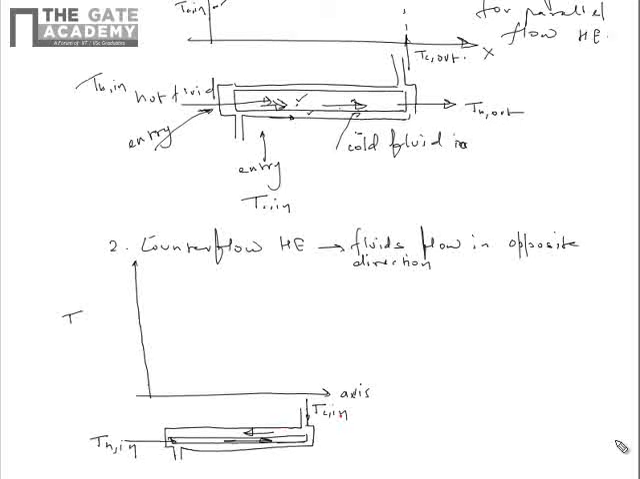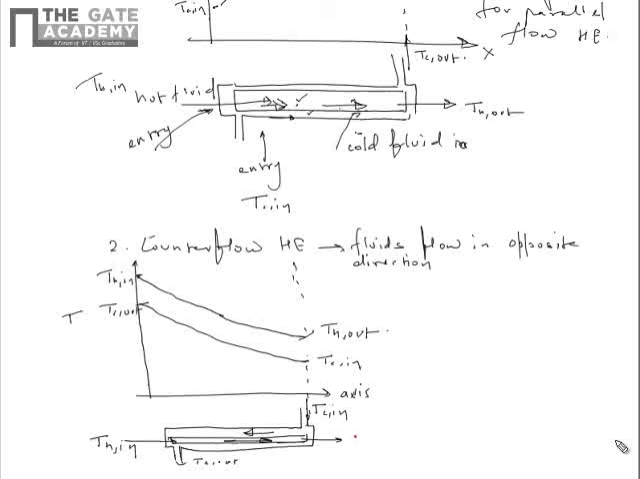Now, if we want to draw the temperature variation, this will be Th in and this is Tc in, let's say. So what will happen? Hotter fluid will lose heat, so its temperature will go down, and the colder fluid will gain temperature, so it will go up. So this is Tc out and this is Th out. So this is our counterflow heat exchanger.